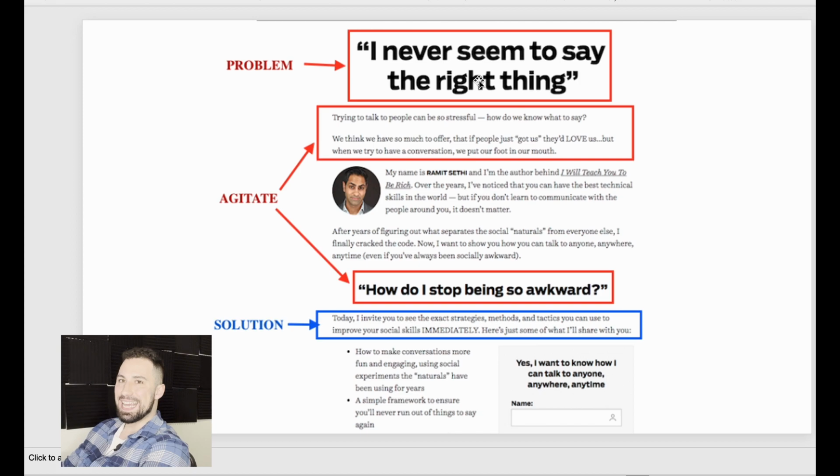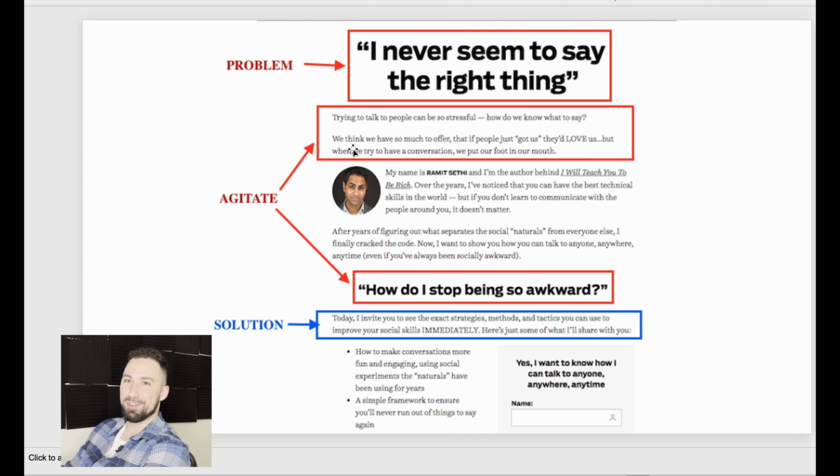The problem: I've never seemed to say the right thing. This is probably a dating related service. Trying to talk to people can be stressful. How do we know what to say? We think we have so much to offer, and people will love us. But when we try to have a conversation, we put our foot in our mouth. Damn. So he's agitating. Rather than saying, I've never seemed to say the right thing, and then bam, offering the solution, he's building up. It's literally just like taking a girl's number and asking them to marry me.